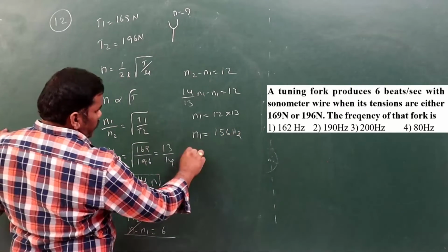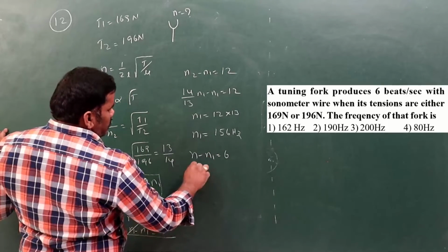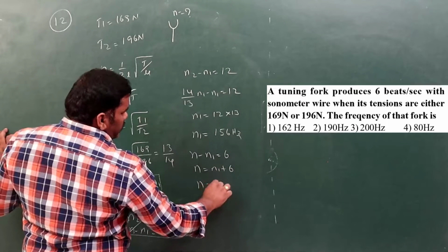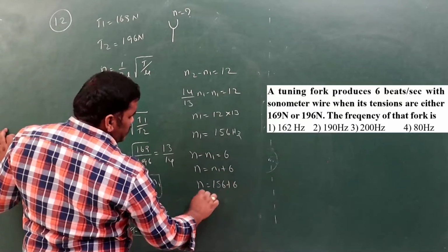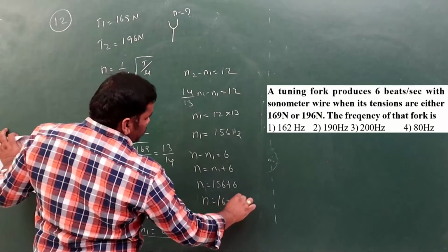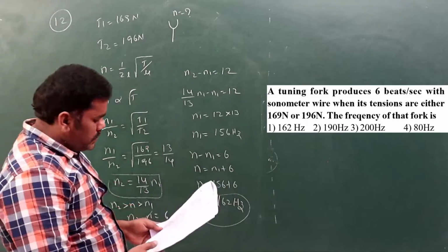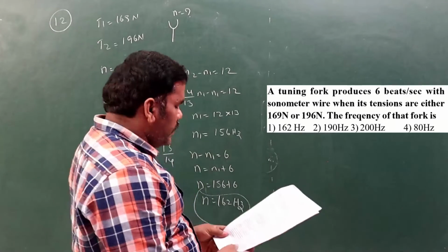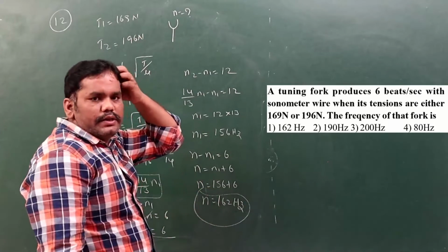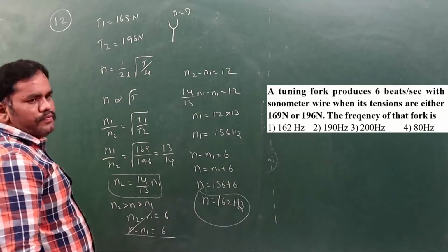So here we know that n minus n1 is equal to 6, so n is equal to n1 plus 6. So n is equal to 156 plus 6, which is 162 Hz. The frequency of that fork is 162 Hz. Okay students, like this you do the problem.